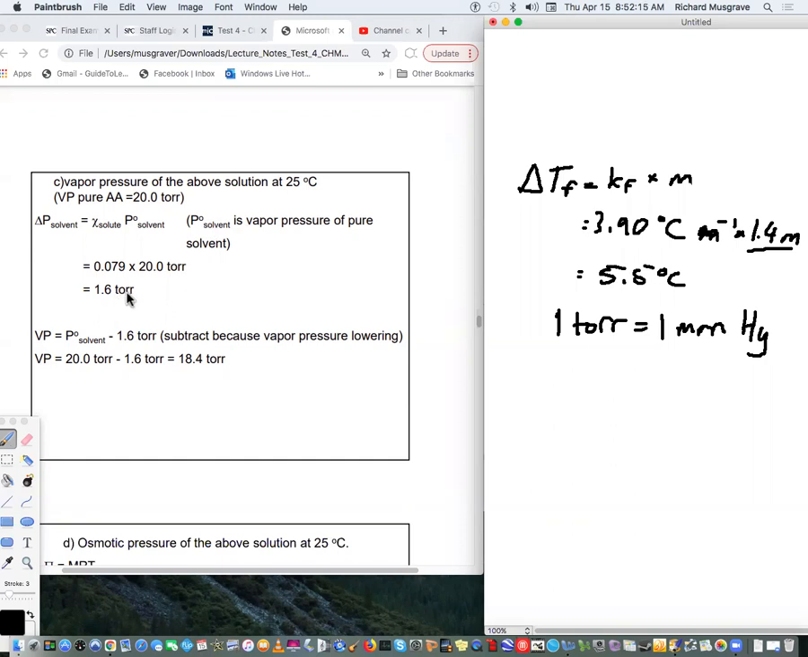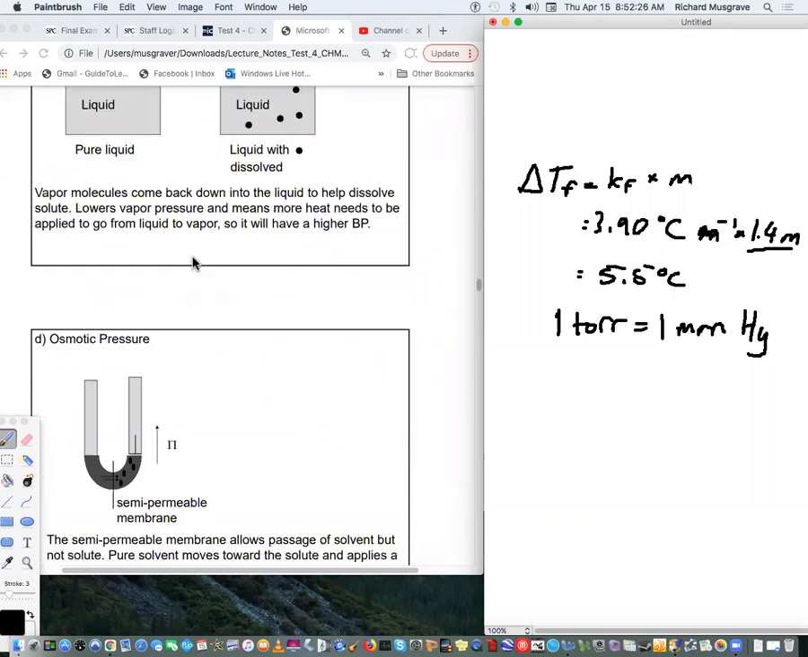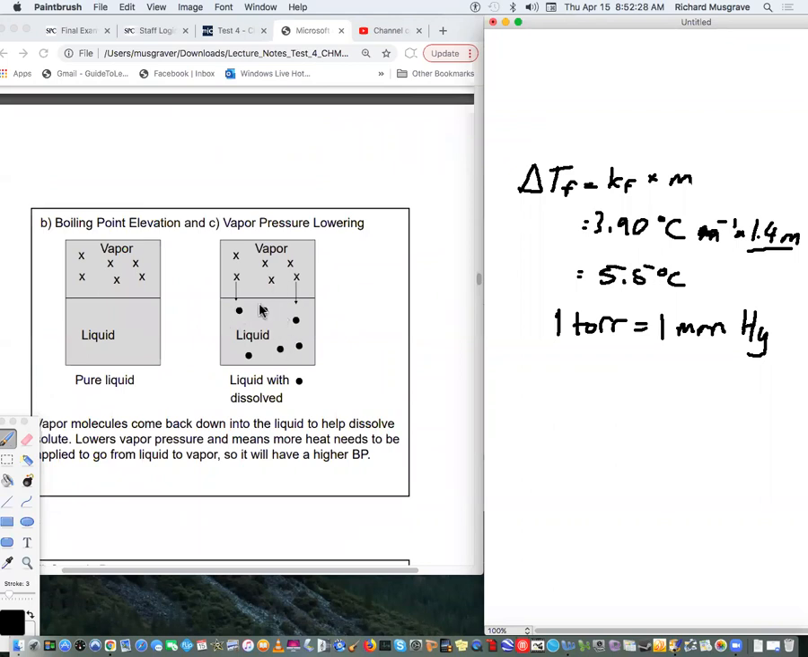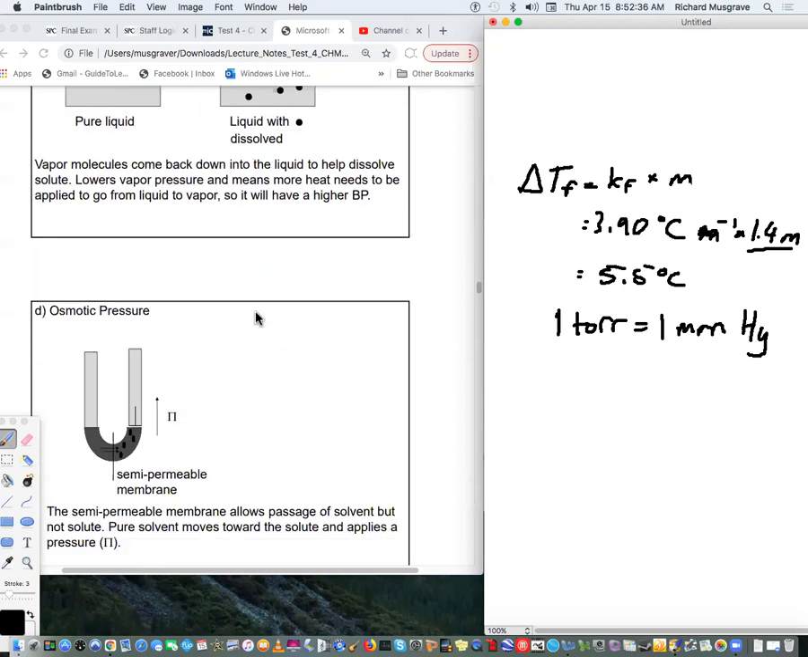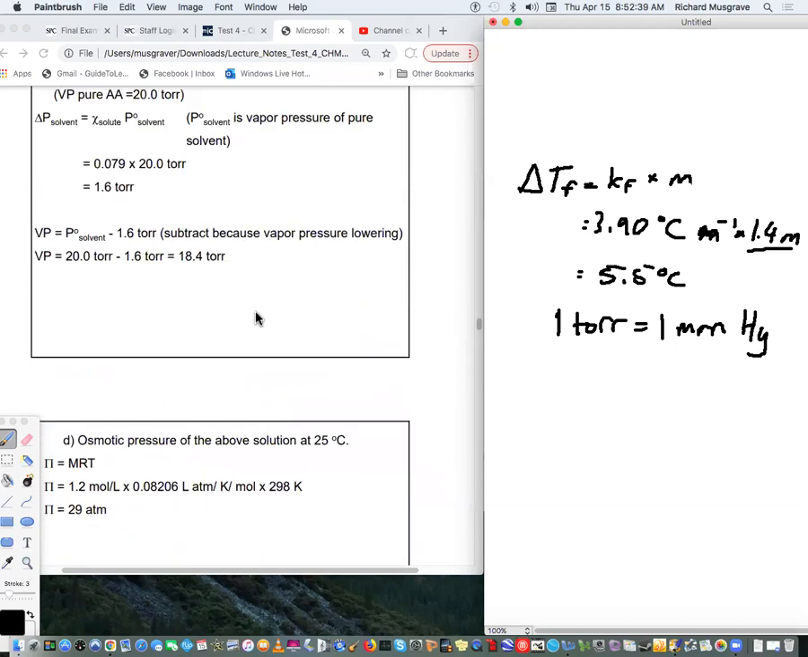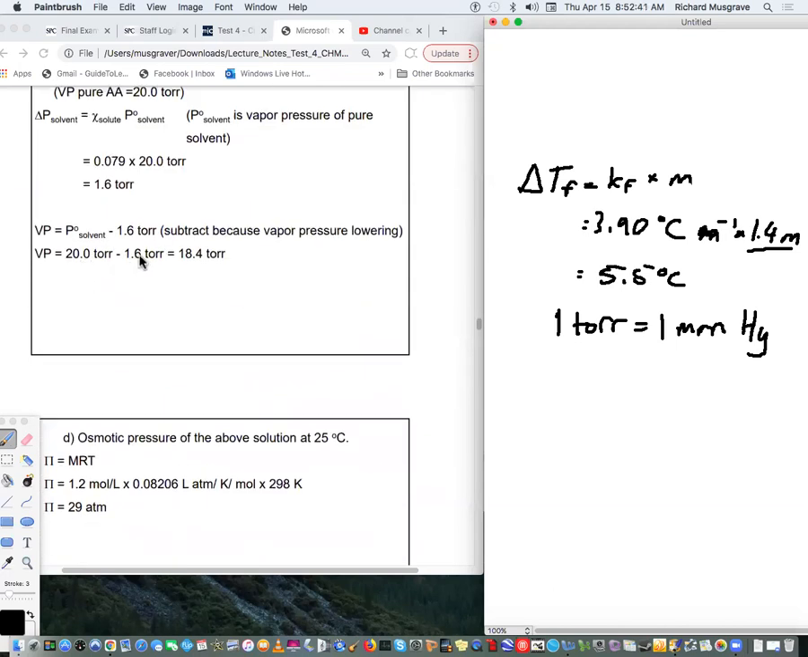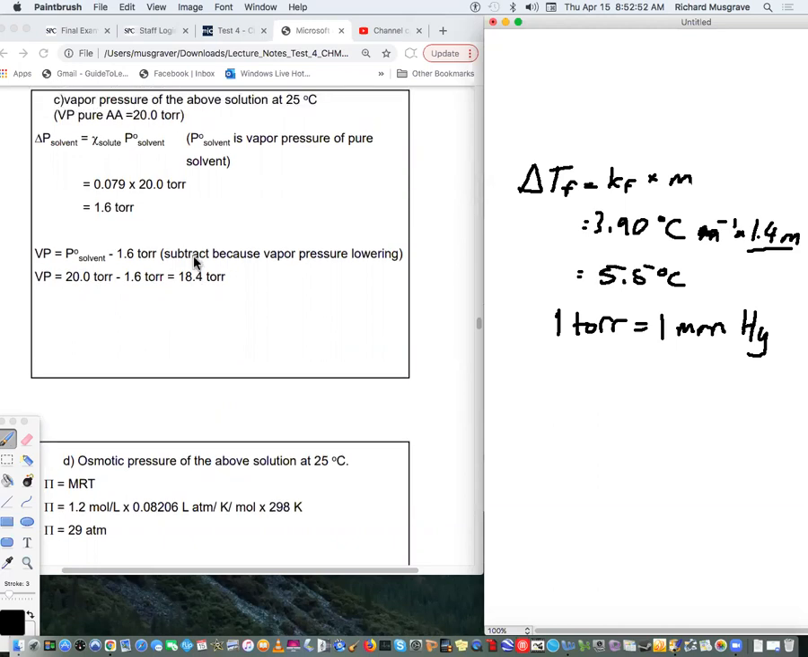So what this represents is the change in the vapor pressure of the solvent. In order to get the new vapor pressure, it's vapor pressure lowering, and I gave you some context for that before. You'll notice that when we dissolve stuff in liquid, vapor molecules come back down into the liquid and help dissolve whatever's in there, so it lowers the vapor pressure. So we take the pure vapor pressure and subtract what we came up with here, the 1.6 torr. That comes out to be 18.4 torr. Does anybody have any questions about vapor pressure?